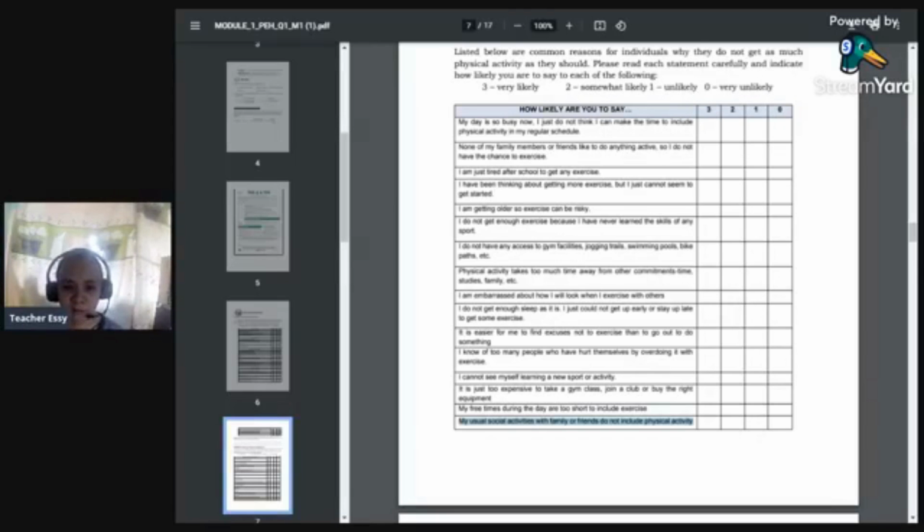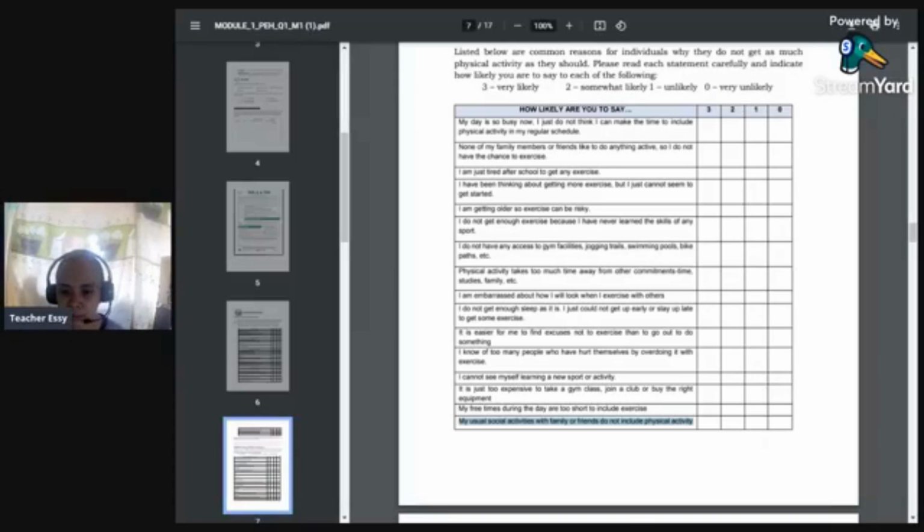No, 5 more. 17. I am too tired during the week and I need the weekend to catch up on my rest. Okay? So if your reason, Monday to Friday, puro study, puro activities, puro work. So pag weekend gusto ko magpahinga lang. That's why I don't do physical activity. That's number 17.